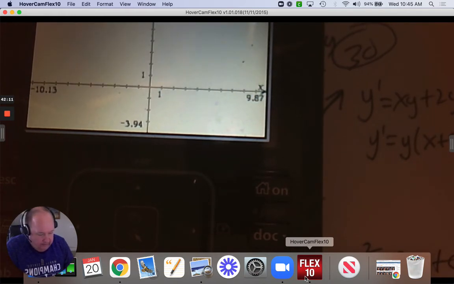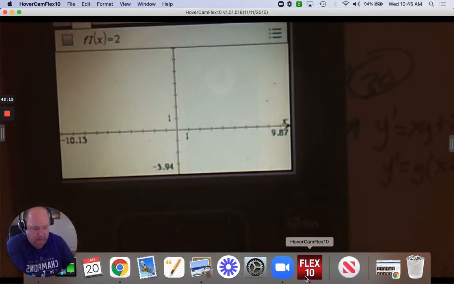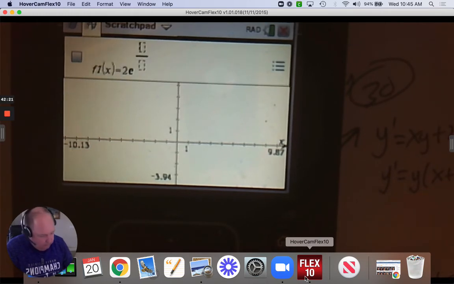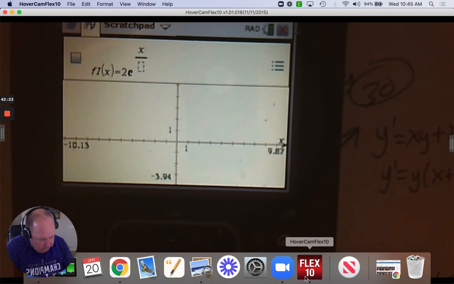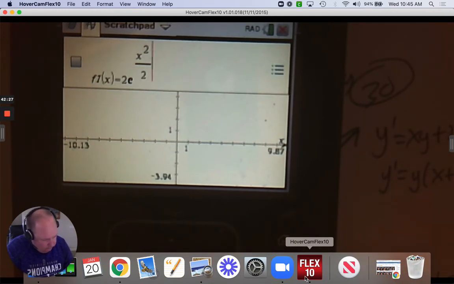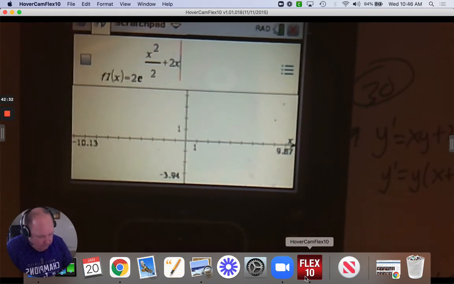I'm going to go tab and type in 2 and then e. And then in the exponent is going to be a fraction, which is x squared over 2. Move the cursor, plus 2x. And just make sure I typed it in okay, and then enter.